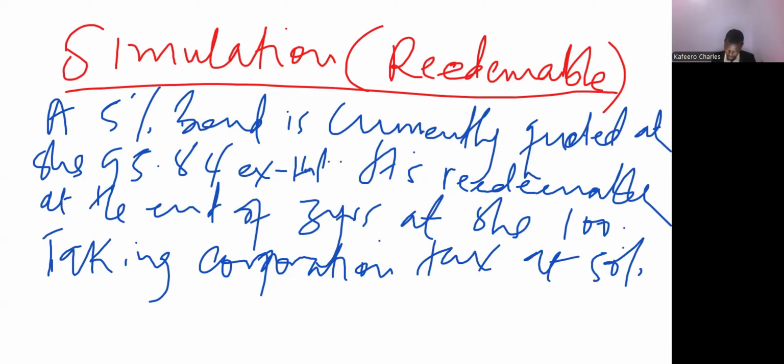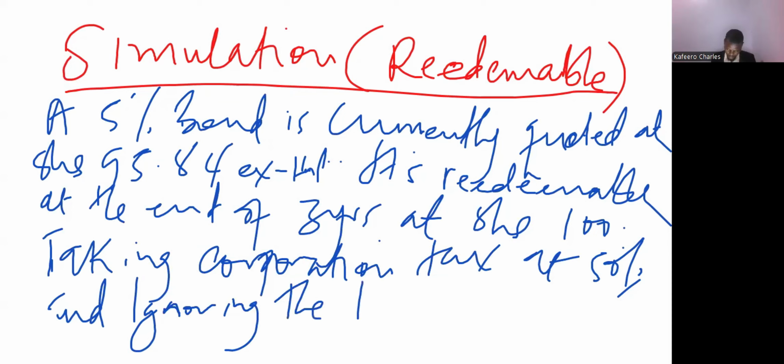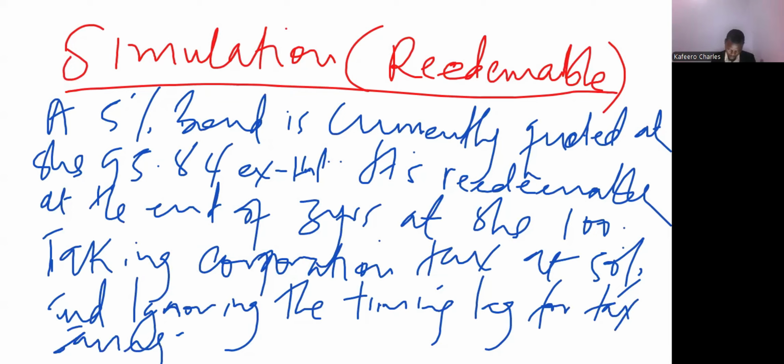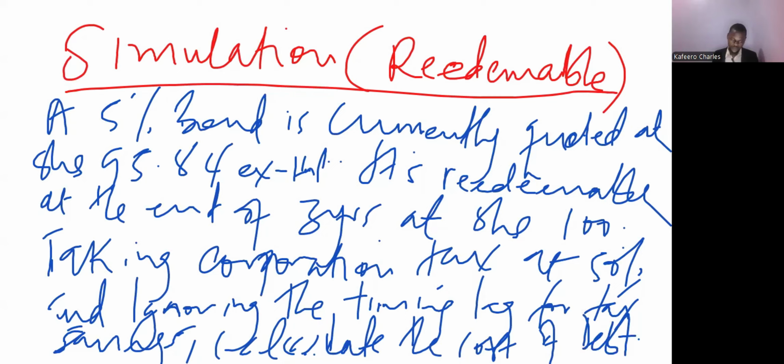and ignoring the timing lag for tax savings. We shall understand what a timing lag is for tax savings. Calculate the cost of debt. So they want us to calculate the cost of debt when we are ignoring the timing things to do with tax savings.